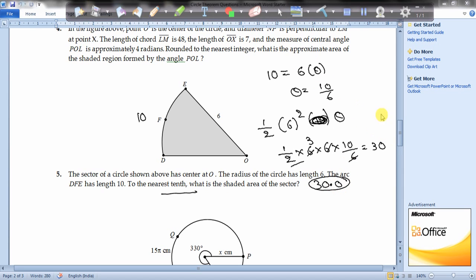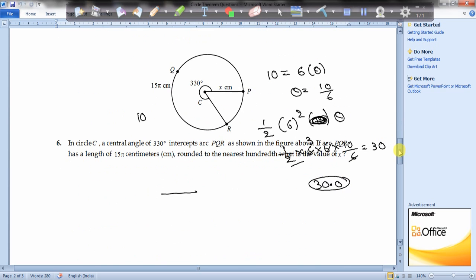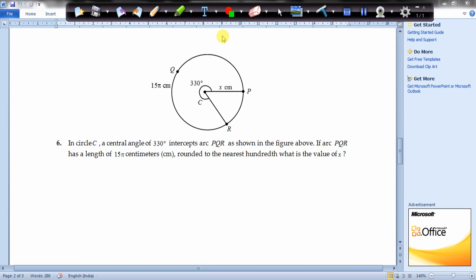The last question in this is this. Question number 6. In the circle, the central angle of 330 degrees intercepts arc RPQR as shown in the figure above. If RPQR has a length of 15 pi centimeters, rounded to the nearest 100th, what is the value of x?